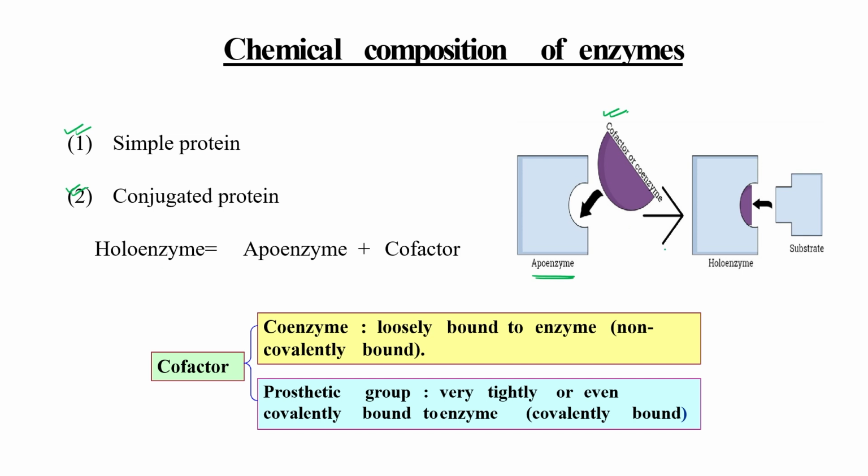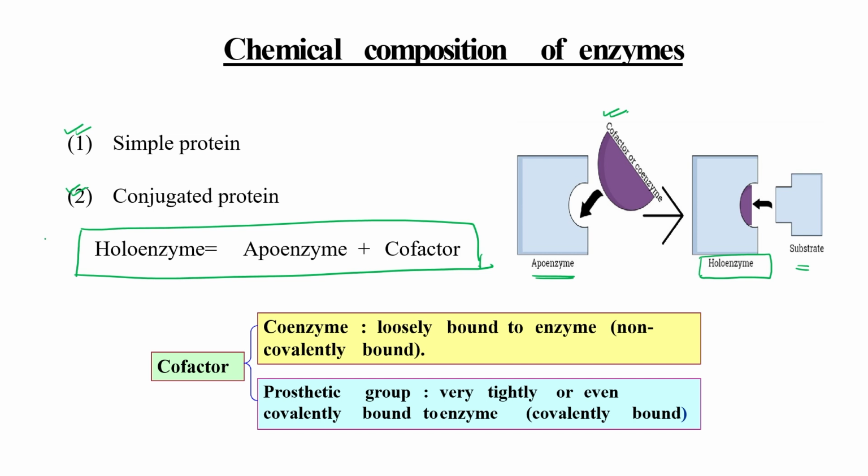Collectively, when these two parts join together, we use the term holoenzyme for the whole, and this is the active form of the enzyme. Only in this form does the enzyme get activated, and now it is ready to bind with a substrate, as you can see in this particular picture. So this holoenzyme is made up of two parts, apoenzyme and coenzyme, which combined together act as a holoenzyme, the active form.